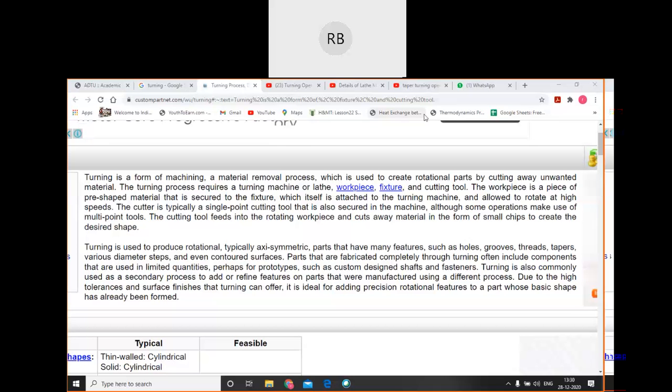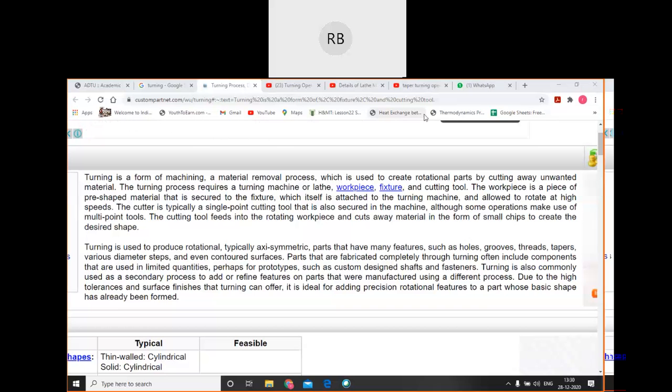Okay, the workpiece is a pre-shaped material that is secured to the fixture, which itself is attached to the turning machine or the lathe machine and allowed to rotate at high speeds. The cutter is typically a single point cutting tool. I think you already know what an SPC, single point cutting tool, is. Multi-point cutting tools are also there. That is also secured in the machine. Although some operations make use of multi-point tools.